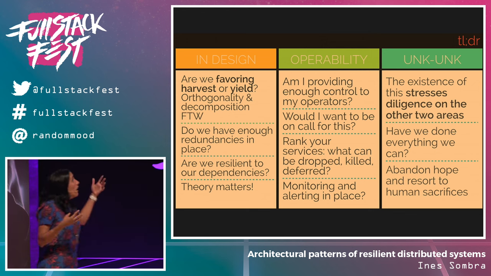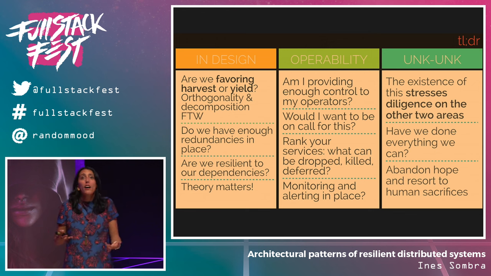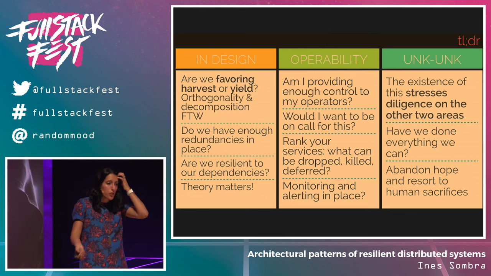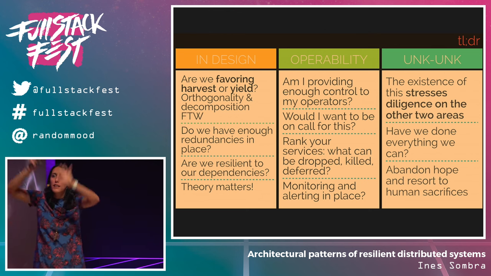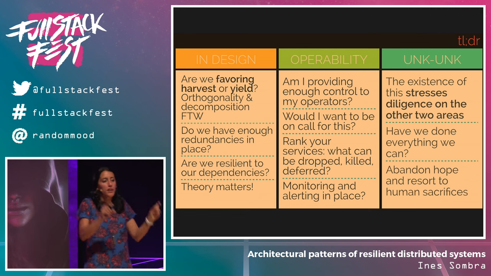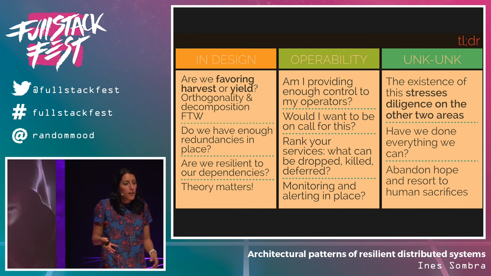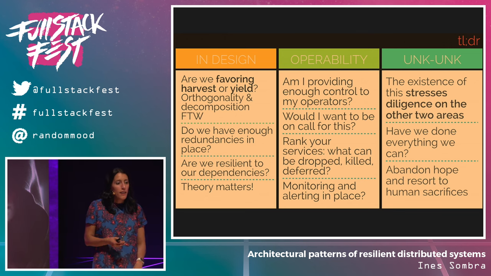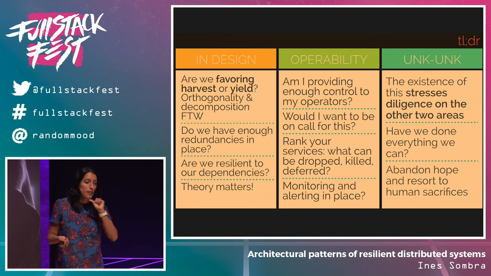But all right, let's summarize it then. We have here the things that we could do in design, and in design we have to figure out, are we favoring harvest? Are we favoring yield? We need to make this decision explicit. We can use orthogonality, as in we can just have different areas with different responsibilities, or decomposition, things that help you. Do we have enough redundancies in place? This happens in design. Are we resilient to our dependencies? That's much harder to do than it sounds.